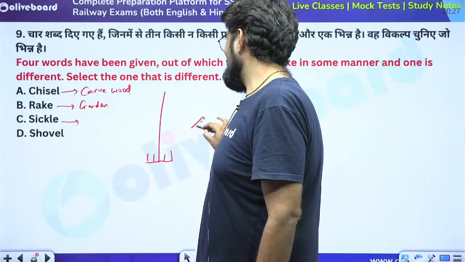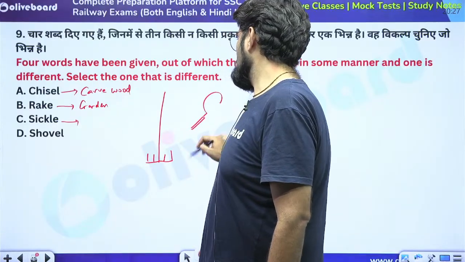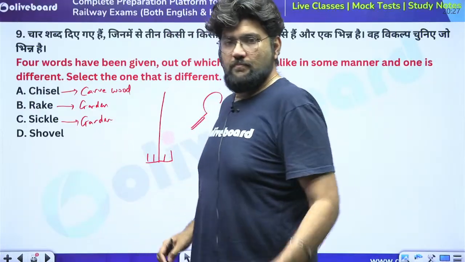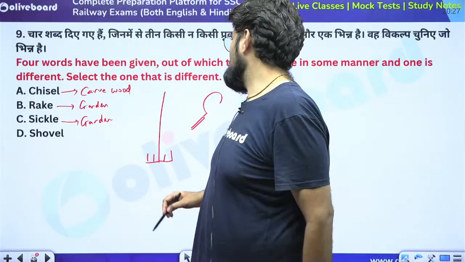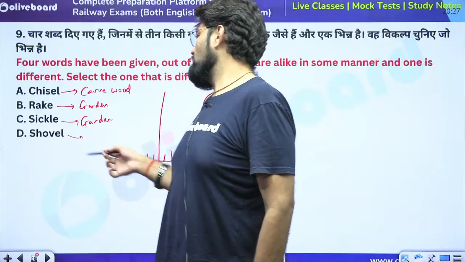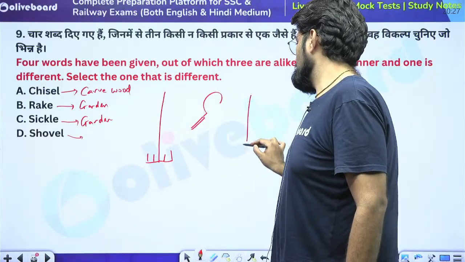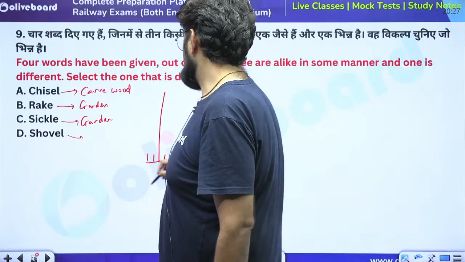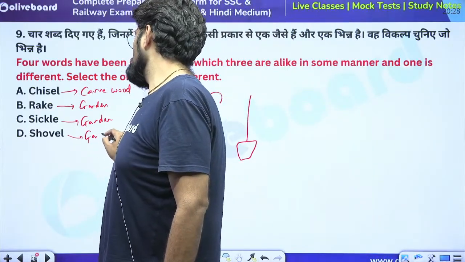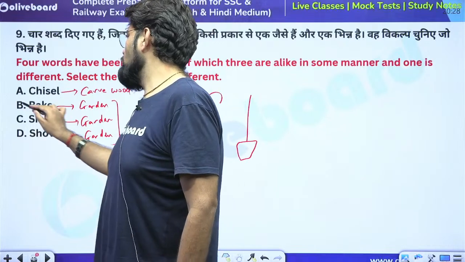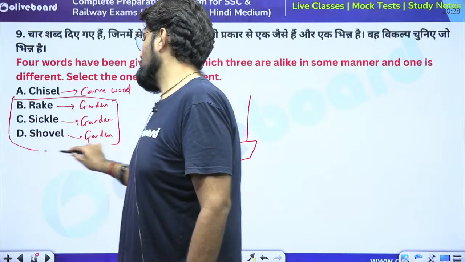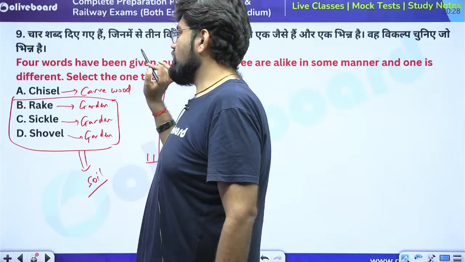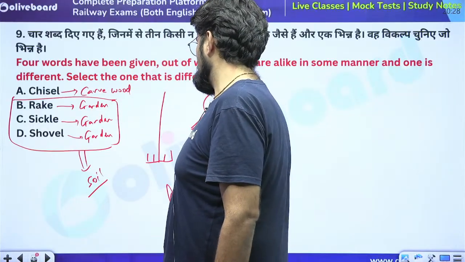Sickle is something like this. There is a handle here and something of this sort. So this is also used in the garden to just pass some air through it. And shovel, we all know, it's like a spade basically. Something of this sort. Okay. So I would call it a garden or maybe moving earth. Basically, it is related to the soil. They are all related to soil. Whereas this is for carving wood. So option A will be my correct answer.